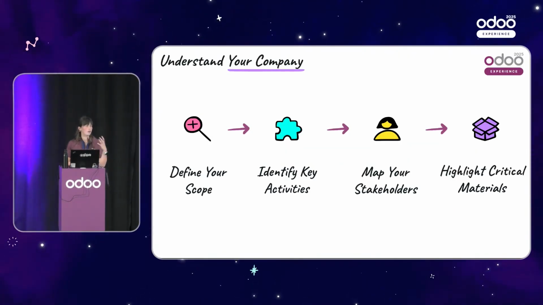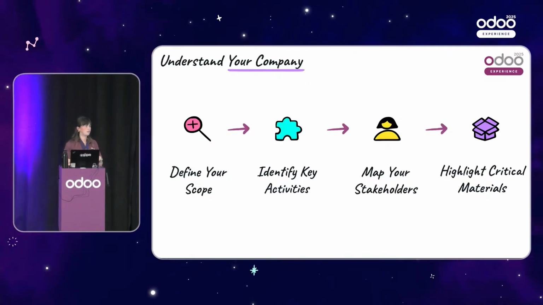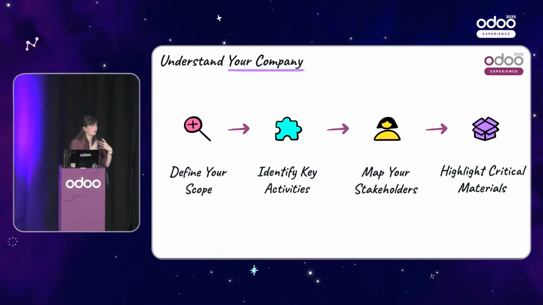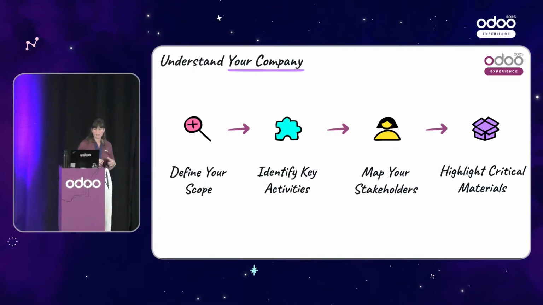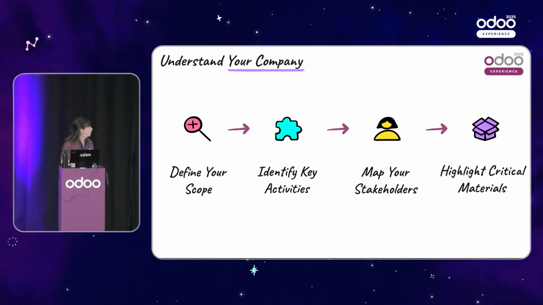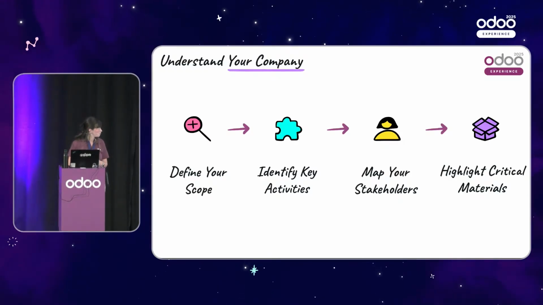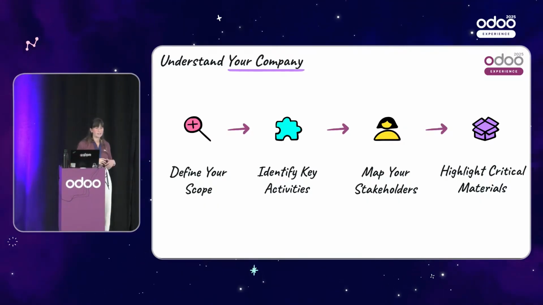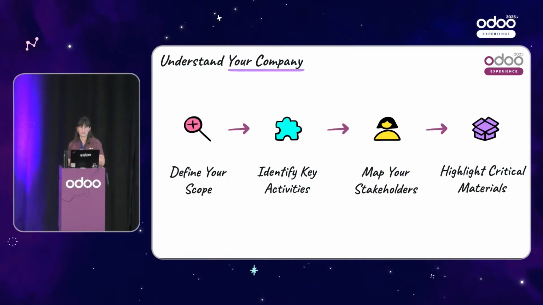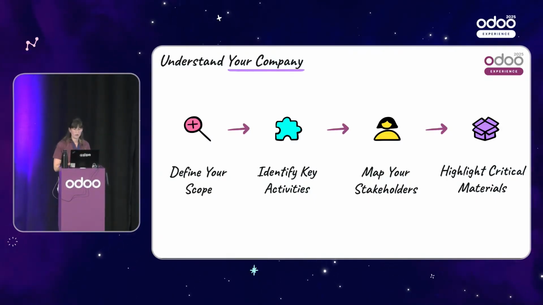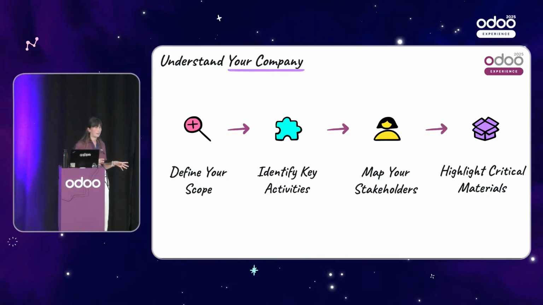So define your countries, but also define your operation, like if you are a production company or a research and development company. And then you will also have to identify your key activities. Then map your stakeholders, because during this process you also want to engage your employees, suppliers, customers, and investors. And then you have to highlight your critical materials.